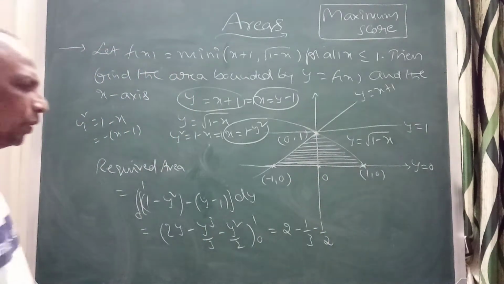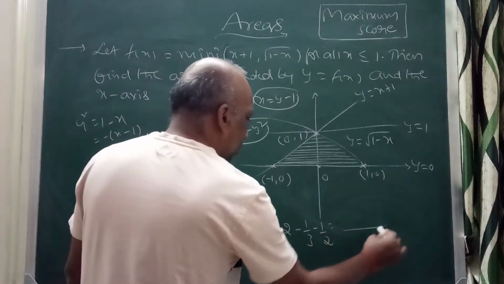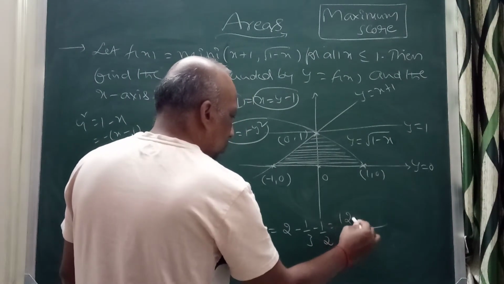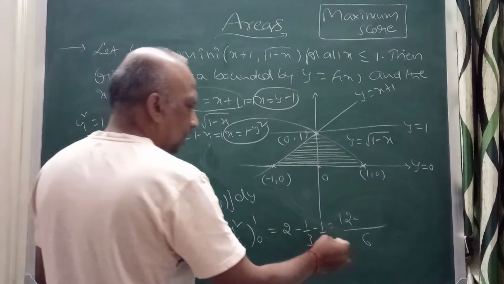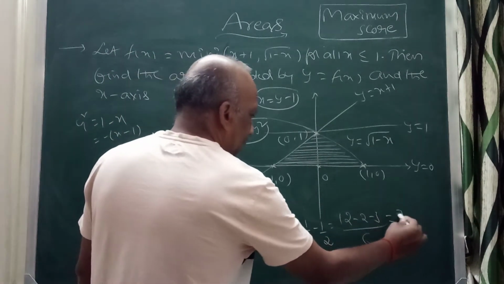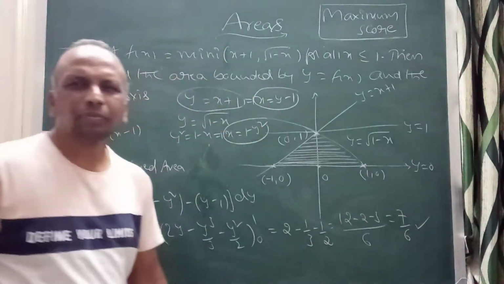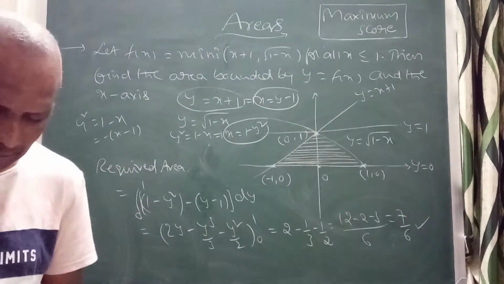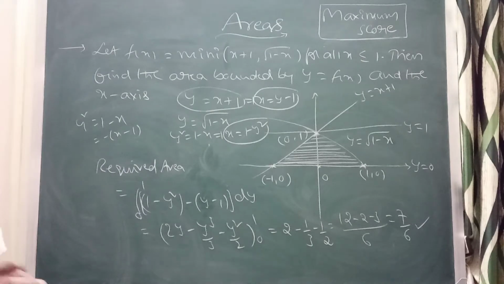Correct? You can check this. The value comes to 12 by 6, then 7 by 6 square units. Our answer is 7 by 6 square units. That will be your answer.